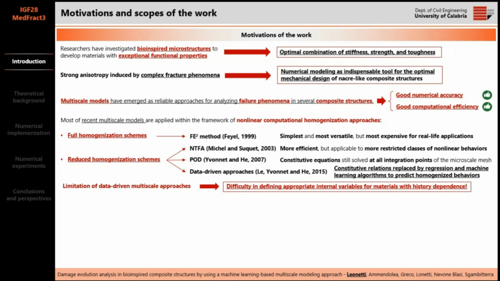Just let me recall the most recent ones that are data-driven numerical homogenization approaches. These approaches are very fast, very efficient, because the physics-based constitutive relations are replaced by regression and machine learning algorithms to predict the homogenized behavior of this material. But currently, there are some limitations for this model, essentially related to the difficulty in defining appropriate internal variables for material characterized by a strong history dependence. So this is an open issue.